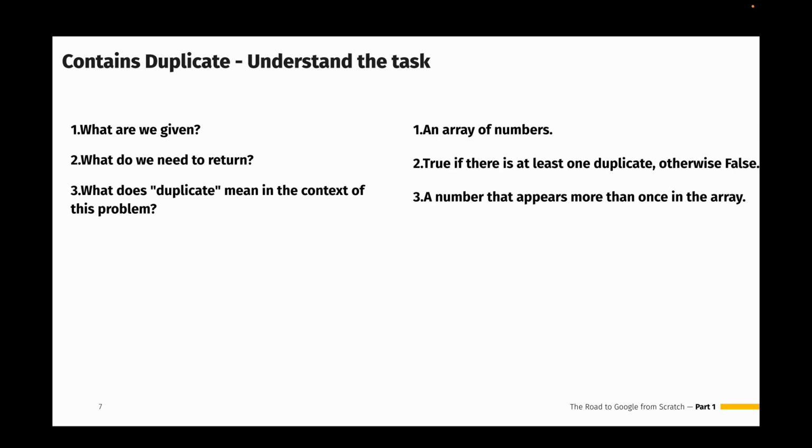So what are we given? An array of numbers, which means that our method will have an argument, an array of integers. What do we need to return? True if there is at least one duplicate, otherwise false. What does duplicate mean in the context of that problem? A number that appears more than once in the array. So it will help you to understand this task better.